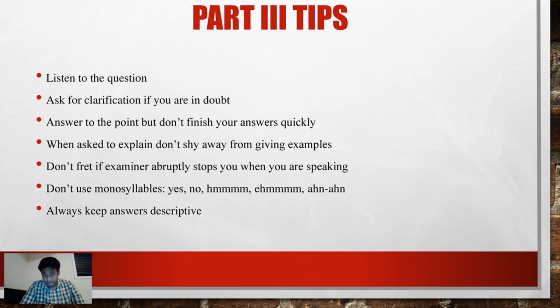Listen to the question. If you do not understand the question, you won't be achieving the task. That is, you won't be answering the question. So whenever you don't understand the question, or you have missed out some words, or you didn't hear the examiner correctly, always ask for clarification.